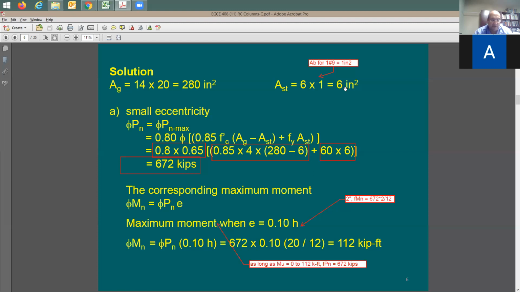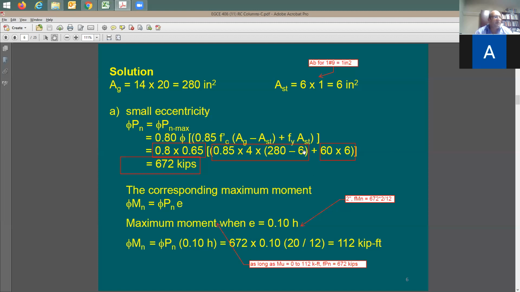Now, when I have a small eccentricity, I can use this equation safely. This equation, again, is the one that we used when we consider a column exposed only to an axial load. It's going to be the same equation. I have the phi factor is 0.65, as we all know. This 0.8 here is to account for the small eccentricity. So this is a kind of a reduction from whatever the column is going to be able to take, just because we know that each column should have some little bit of eccentricity.